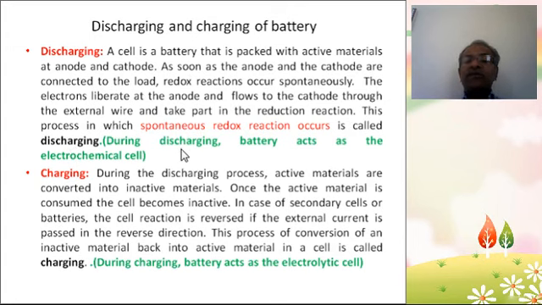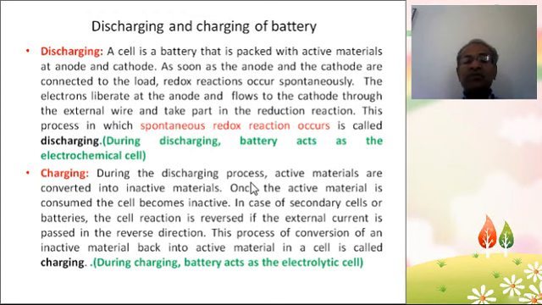And please keep it in mind that during discharging, the battery acts as the electrochemical cell, where the anode will be the negative and the cathode will be the positive. Now let us see how a battery gets charged when an electric current is applied, when an electric potential is applied.